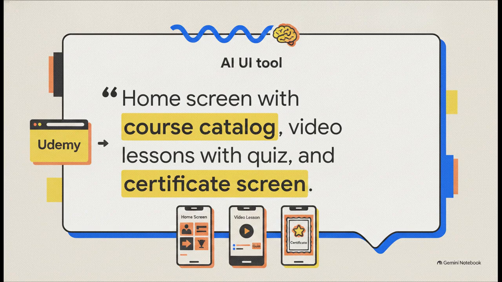Stitch is this wild AI UI tool where you simply provide a reference link, like, say, Udemy, and ask for a home screen with a course catalog and video lessons. Boom. It generates a fully clickable, working prototype. You can literally navigate from the home screen right into the lessons and over to the certificate page. It entirely replaces the need to hire expensive Figma designers just to visualize your idea.